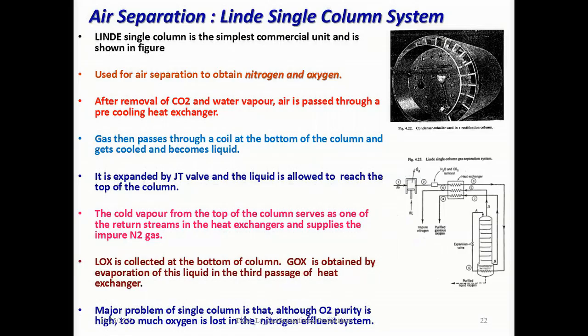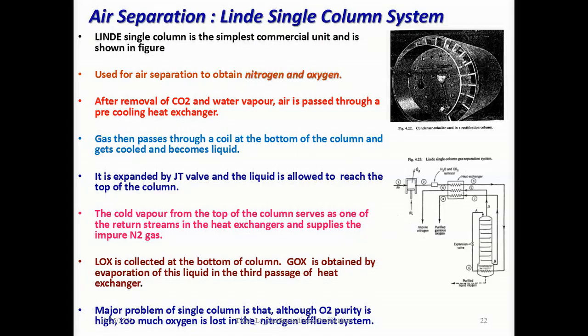After removal of carbon dioxide and water vapor, air is passed through a pre-cooling heat exchanger, and this is the pre-cooling heat exchanger what you are seeing here. Gas then passes through a coil at the bottom of the column, and then it gets cooled and becomes a liquid. It is expanded by a Joule-Thomson valve, and the liquid is allowed to reach the top of the column. It comes here. Okay. The cold vapor from the top of the column serves as one of the return streams to the heat exchanger, and it supplies cold to the impure nitrogen gas.